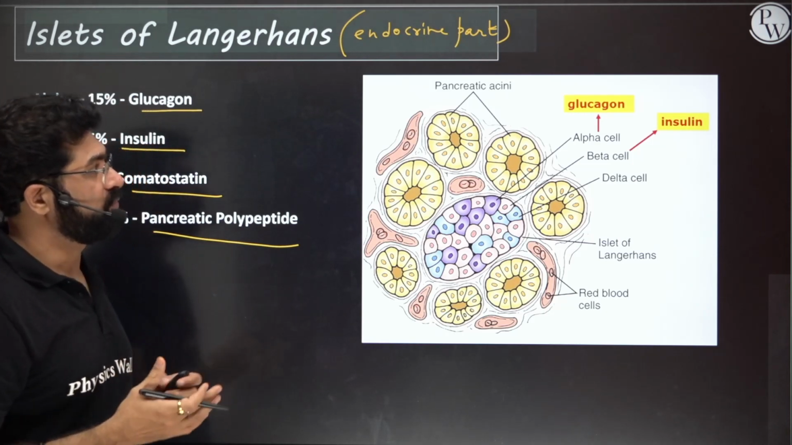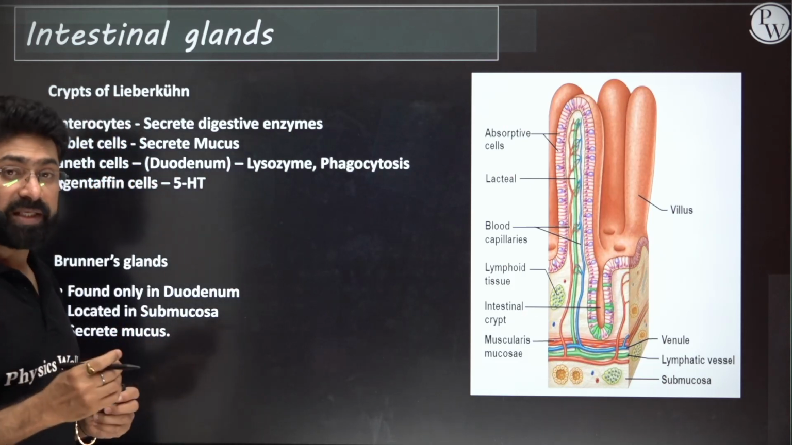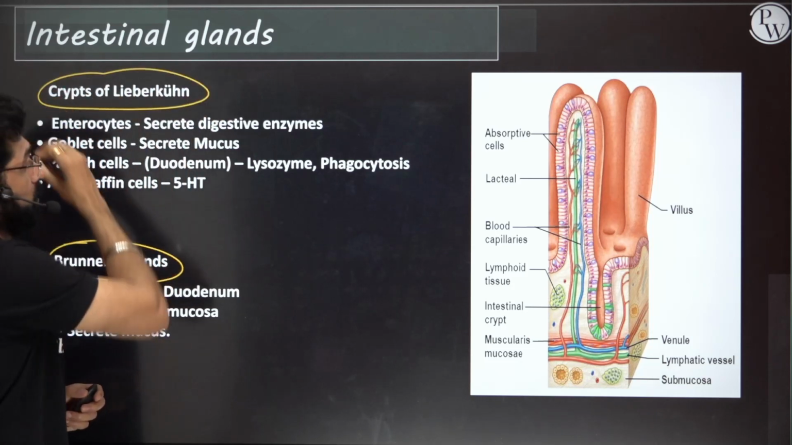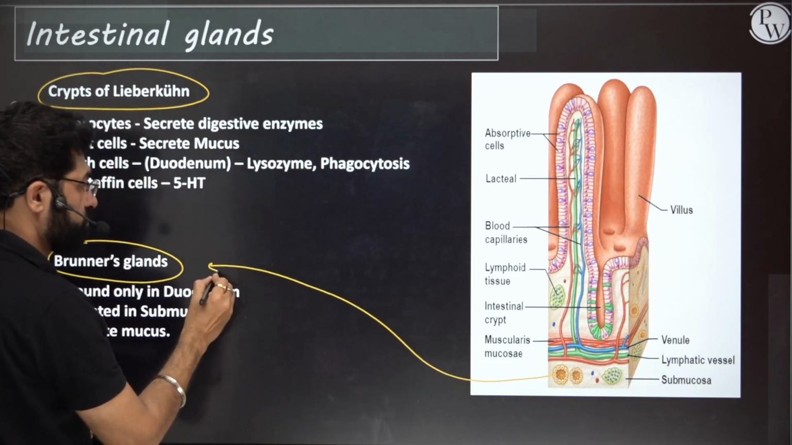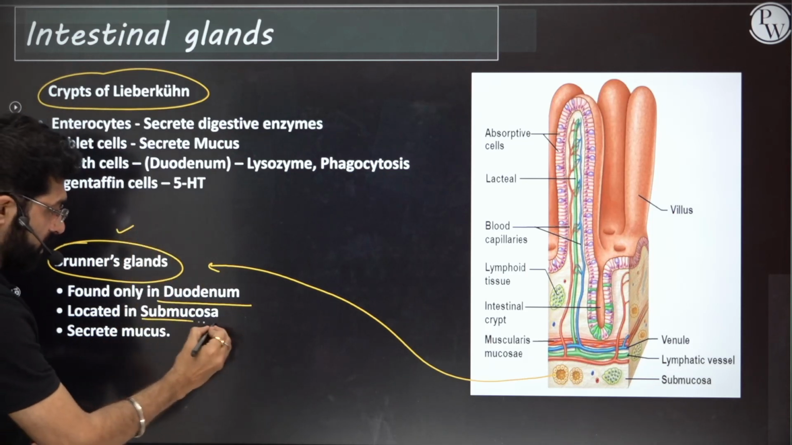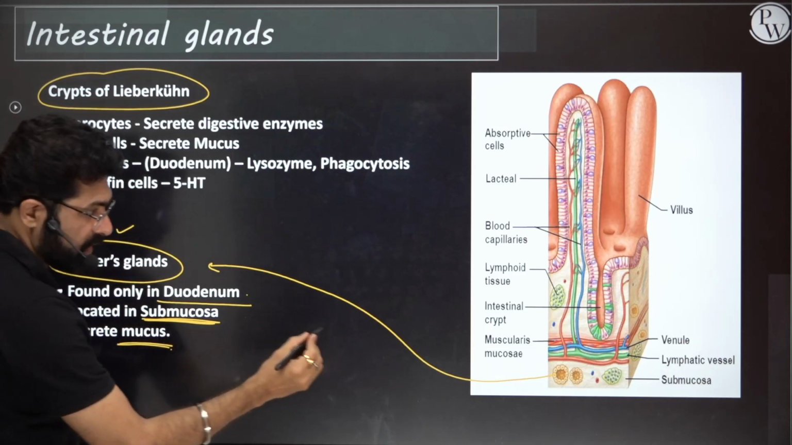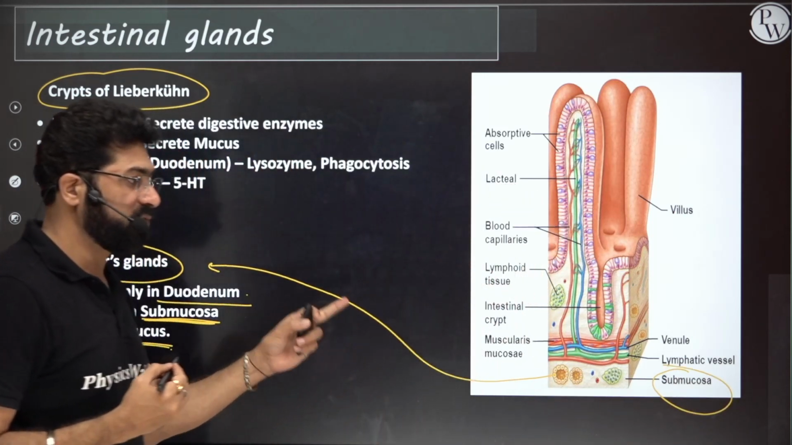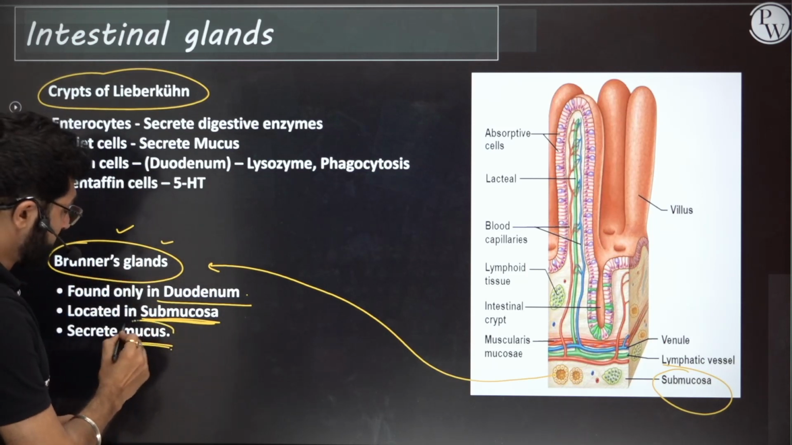Okay, so let's continue further with the intestinal glands now. Intestinal glands are characterized by Brunner's glands and the crypts of Lieberkühn. Brunner's glands are found in the submucosa of the duodenum, and they usually secrete mucus. You can see this is the submucosa part. So in the submucosa of the duodenum you will find Brunner's glands, and they secrete mucus.